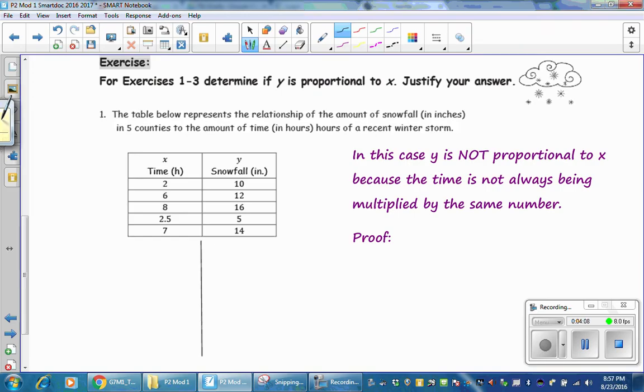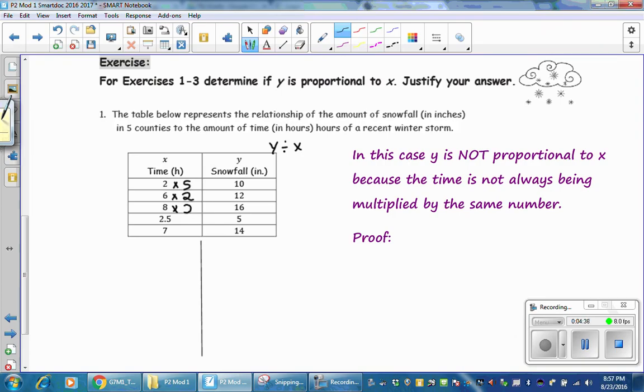So we want to look and see, is there a multiplier that is going to be the same for each pair? So here the multiplier would be 5. 2 times 5 is 10. You could also divide y divided by x to find the multiplier. So 10 divided by 2 is 5. 12 divided by 6 is 2. So here the multiplier is 2.